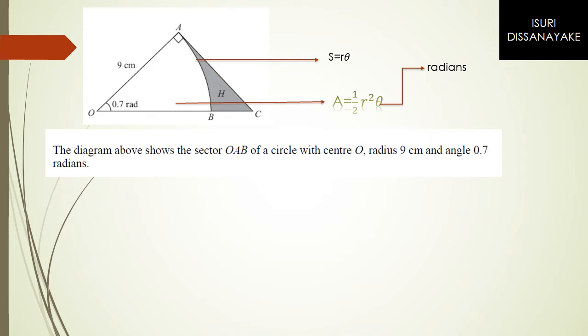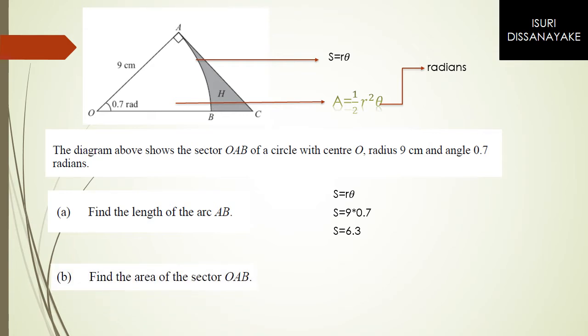The diagram above shows the sector OAB of a circle with center O, radius 9 centimeters and angle 0.7 radians. Now you can see that I have labeled the figure, and when you are asked to find the arc length AB, you have to use the formula S equals r theta. So S is equal to the arc length AB, r is 9 centimeters, theta is 0.7 radians. Arc length AB is 6.3.